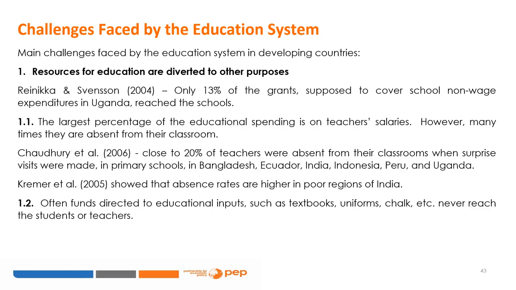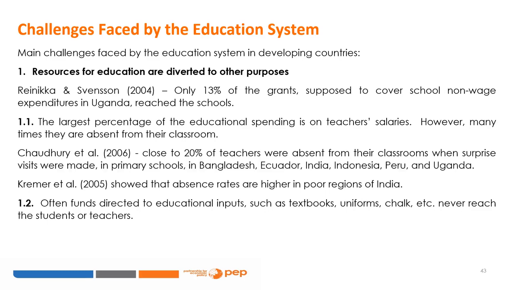The largest percentage of educational spending is on teachers' salaries. However, many times they are absent from their classrooms. Chaudhury et al., 2006, showed that close to 20% of the teachers were absent from their classrooms when surprise visits were made to primary schools in Bangladesh, Ecuador, India, Indonesia, Peru, and Uganda. Kremer et al., 2006, showed that absence rates are higher in poor regions of India.